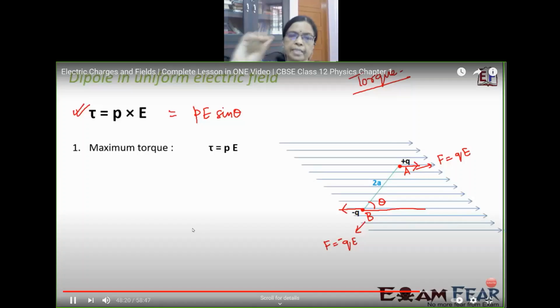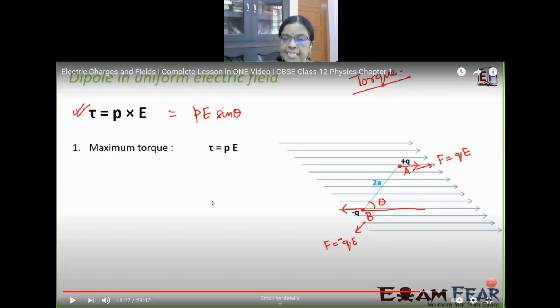Okay, I will explain. So here you can see a uniform electric field. How can you produce an electric field, children? By keeping a test charge. Okay, if a charge is kept here, around that there is an electric field. So any charge, positive charge, negative charge, any charge you can keep.